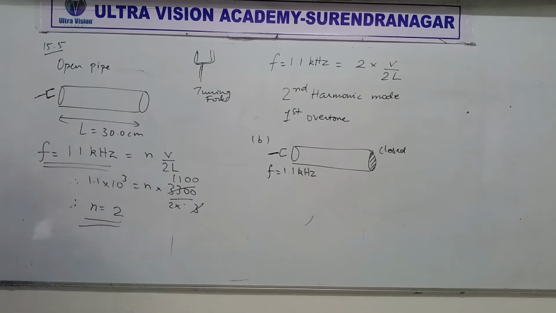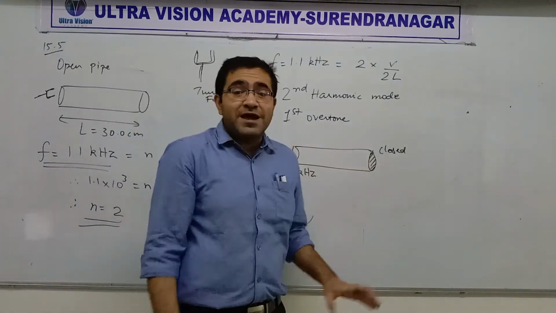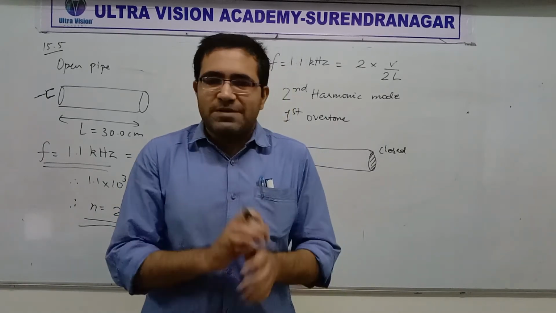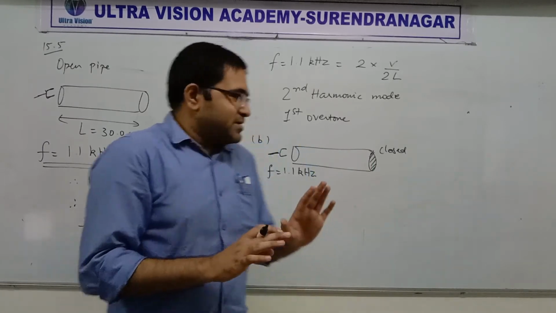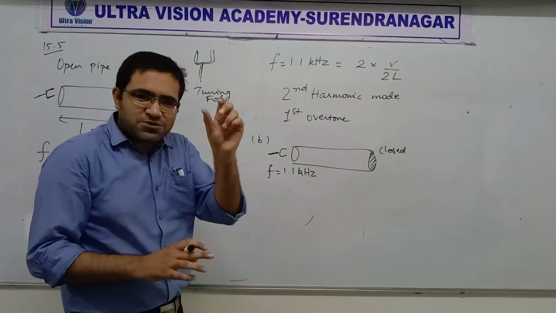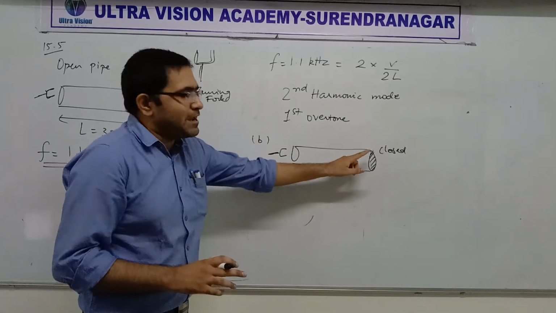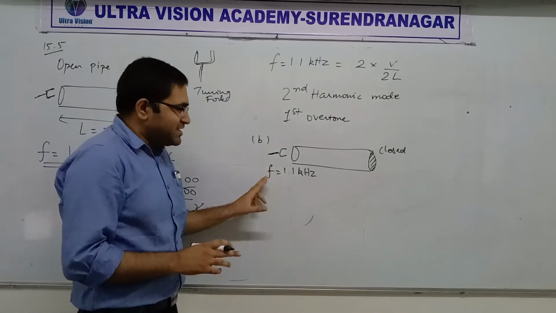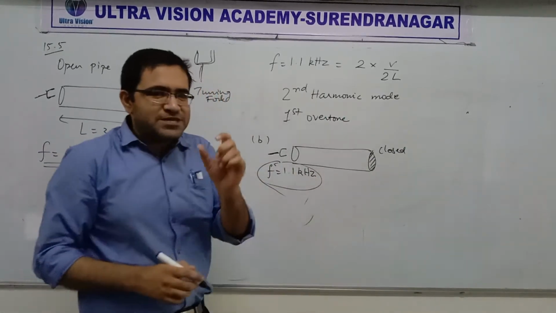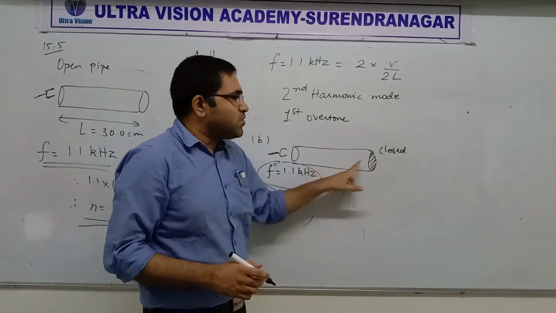Okay, now what's the question? Let's read it carefully again. It says, will resonance with same source be observed if pipe is closed? So now the question means that if we close this end of the pipe, will there be resonance? Yes or no? So how to decide? Listen to this. Is this frequency in the list of resonant frequencies for closed pipe? If yes, resonance will occur. If not, resonance will not. I repeat, is this frequency in the list of the resonant frequencies for closed pipe?